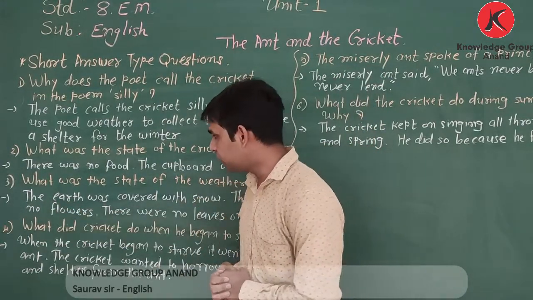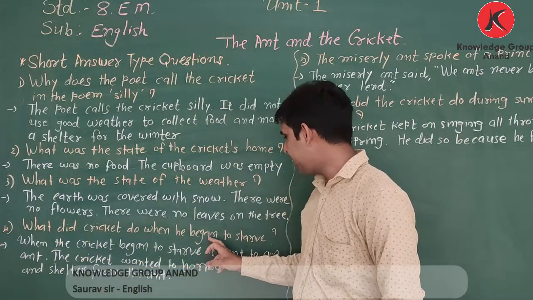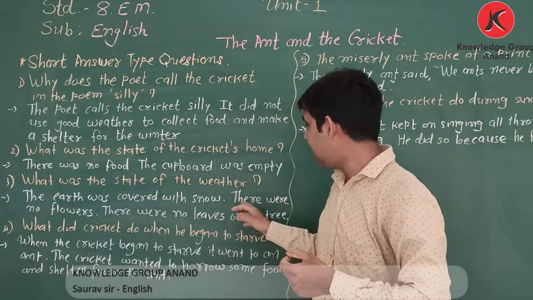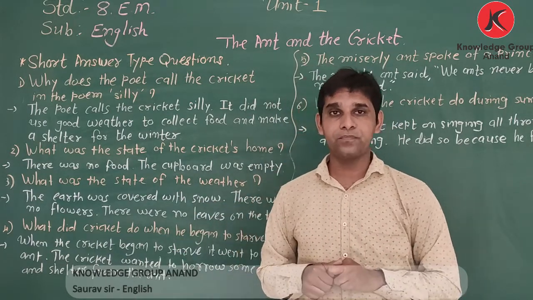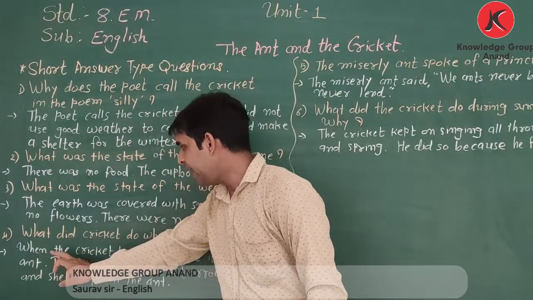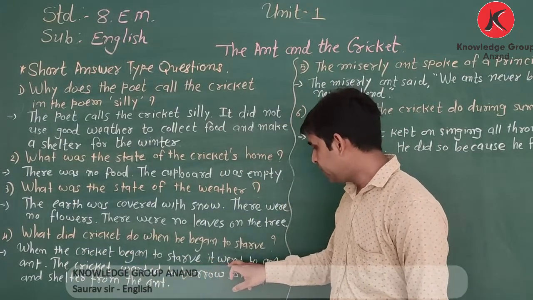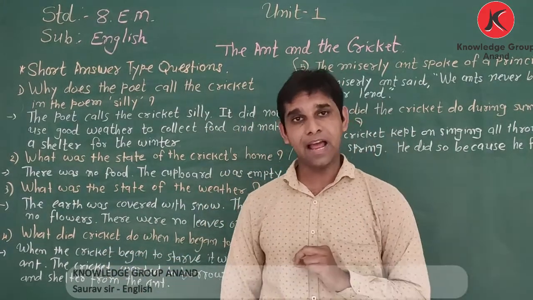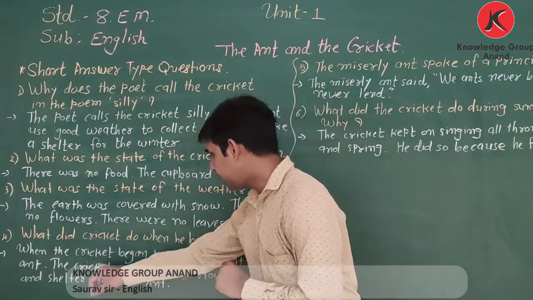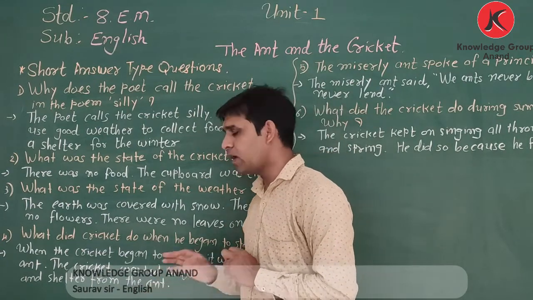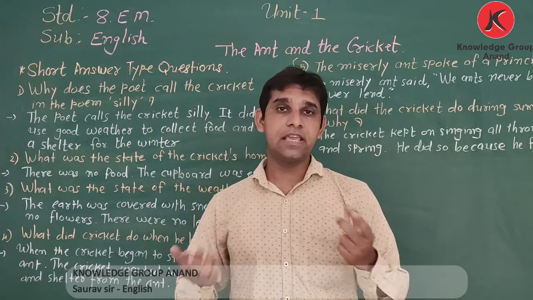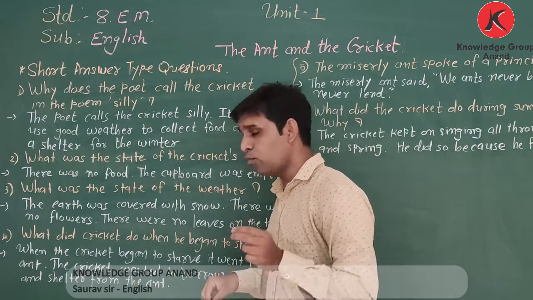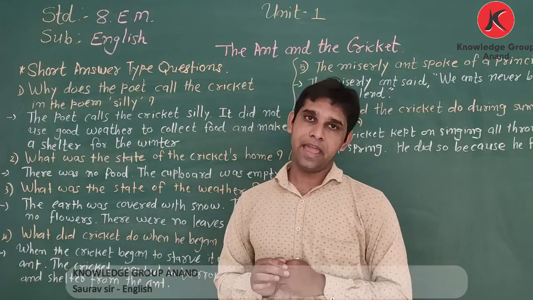Now see the fourth question. What did the cricket do when he began to starve? He never gathered the food, so in the winter season there wasn't a single leaf on a tree, and he became very hungry. So what did he do? See the answer. When the cricket began to starve, it went to the ant. He saw the ant's house and went there. Because he had no food and no shelter, the cricket wanted to borrow some food and shelter from the ant.